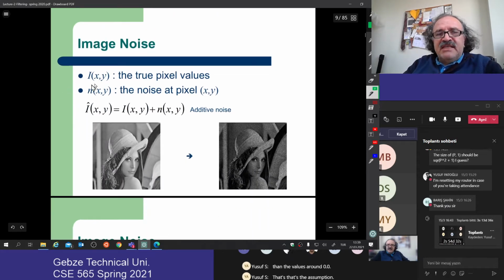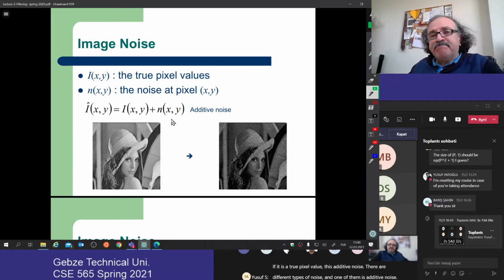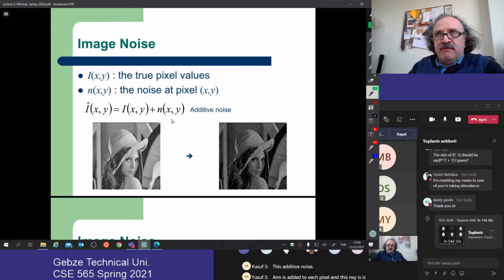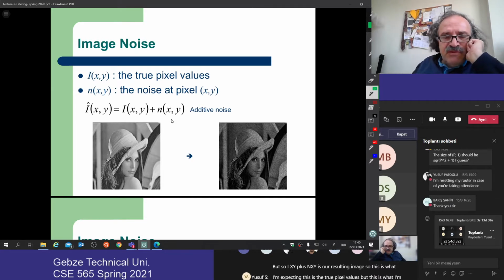In this case, if I(x,y) is the true pixel value, there are different types of noises. One of them is additive noise. This additive noise is added to each pixel, and this n(x,y) is obtained from a distribution. So I(x,y) plus n(x,y) is our resulting image. This is the true pixel value, but this is what I am getting.